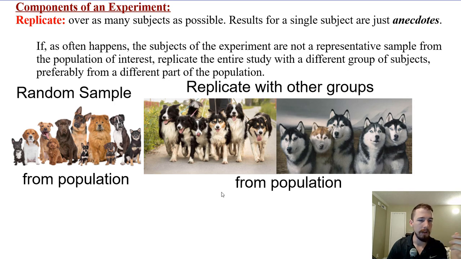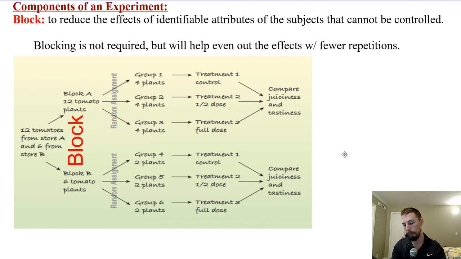All right, so if, as often happens, the subjects of an experiment are not a representative sample of the population of interest, replicate the entire study with a different group of subjects, preferably from a different part of the population. So if you didn't randomly sample at the beginning, then you have to replicate it again with different groups. For instance, if we do a random sample from the population, then we're good. We can do one and we're done, we're fine. Or do another random sample, call it good. But if not, if you only did it with border collies, then you have to replicate it again with other groups to make sure it's not just an issue with the small dogs, but also the big dogs, et cetera, et cetera.